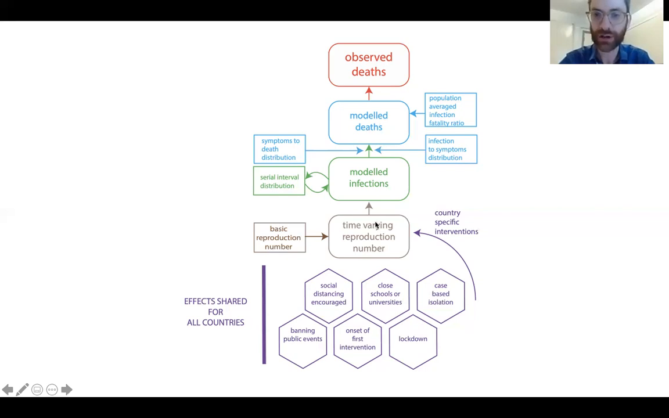And so that's how we go from modeled infections to modeled deaths. And then there's a likelihood, another part of the probabilistic statistical model that goes from modeled deaths to observed deaths.